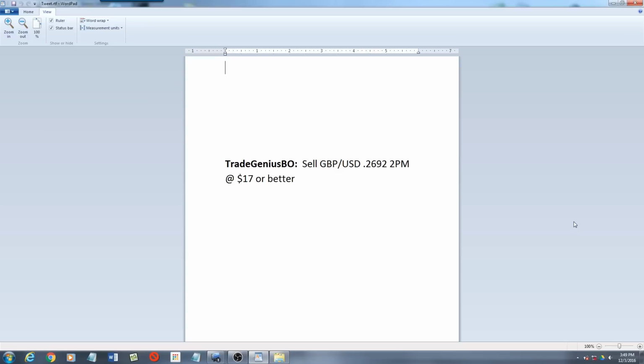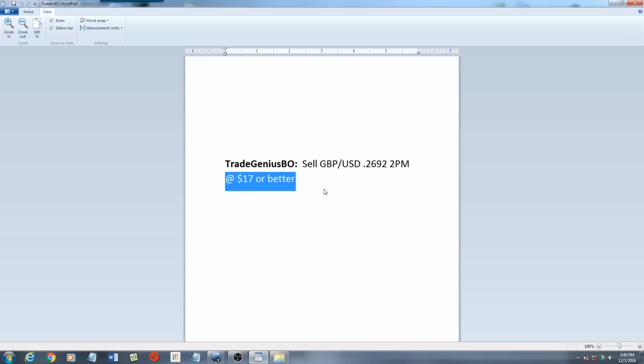And so it says, Trade Genius, BO, sell, giving a sell signal. GBP USD, so the British dollar cross, at the strike of 0.2692. In reality, it's 1.2692, but for the sake of brevity, we just call out the decimal 0.2692. You're going to get the expiration time, which in this case would be the 2 p.m. contract, and then what price to get it at. So we're going to say 17 or better. What that means is I'm expecting it to fill at 17.